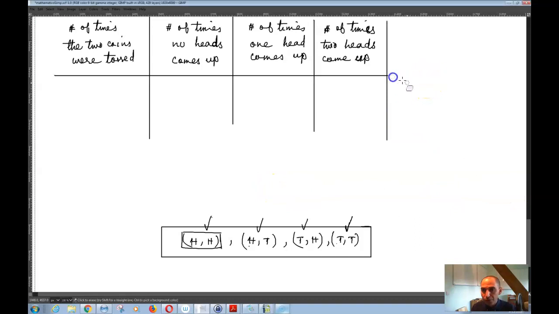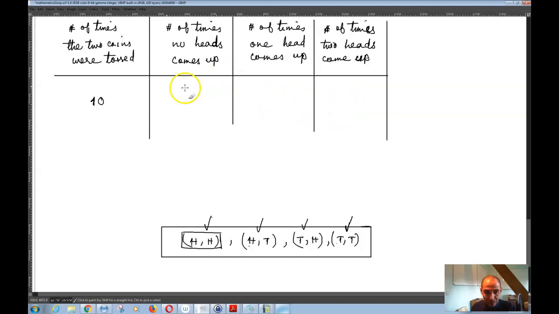And then you have the number of times that the two coins were tossed. So for example, you want to toss the two coins 10 times, and then you can record your observations over here.